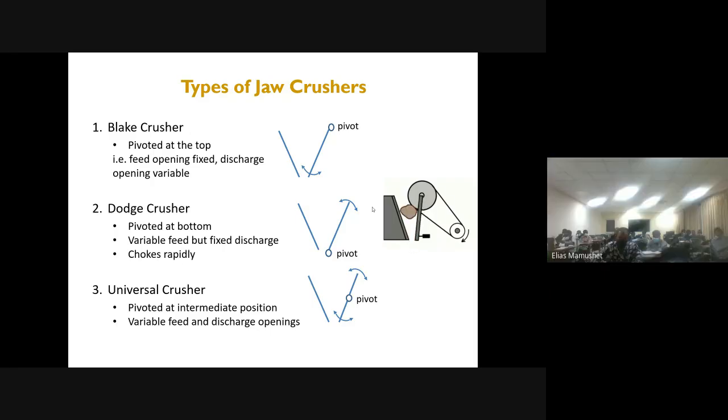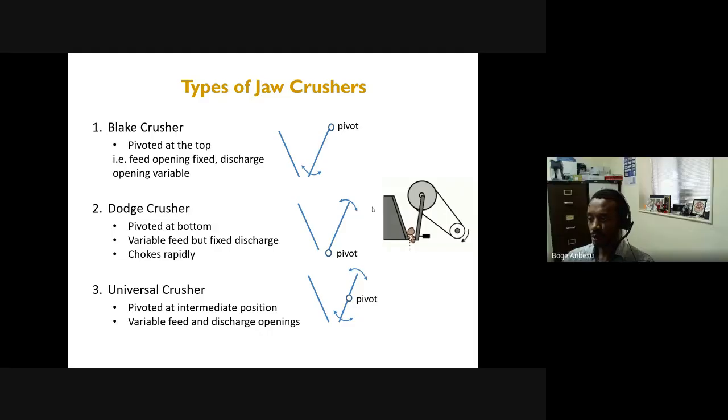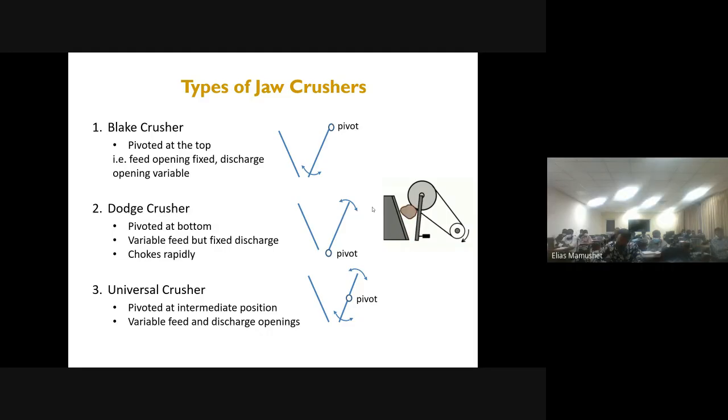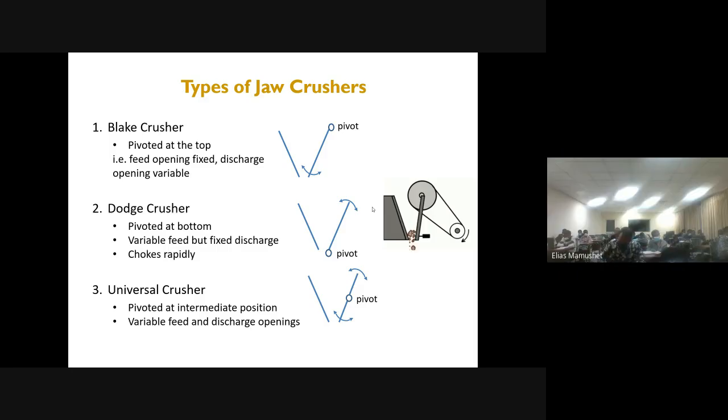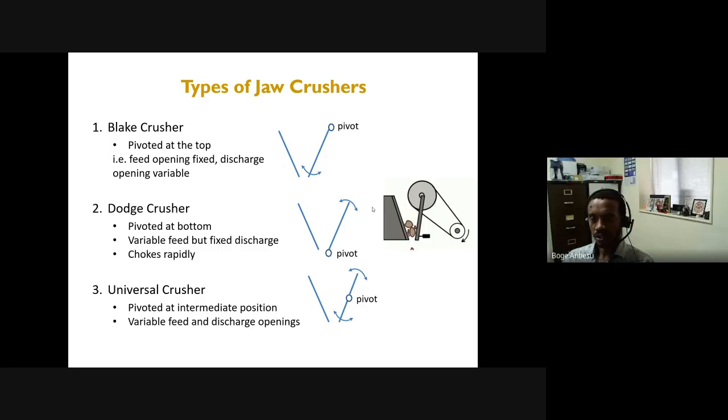If you look at Dodge crusher, it's actually pivoted at the bottom, so you can vary the feed, but the discharge is closed, so it's always fixed. You can't vary that. And the problem with this is sometimes it can choke very quickly because we can't move or vary the discharge end. Universal crushers are pivoted in the middle so that you can vary both the discharge and the feed side of the equipment.